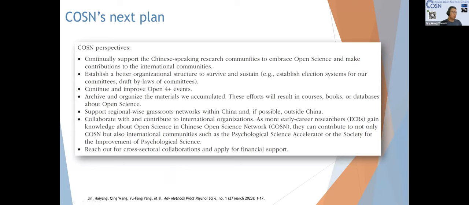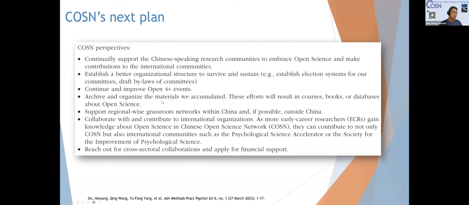And COSN's next plan is continuing our support for the Chinese speaking community to embrace open science and make contributions to the international communities. Like we can work with COS to do some translations and to transport the knowledge from the Chinese language to the English language, and also from the international open science world to the Chinese community.